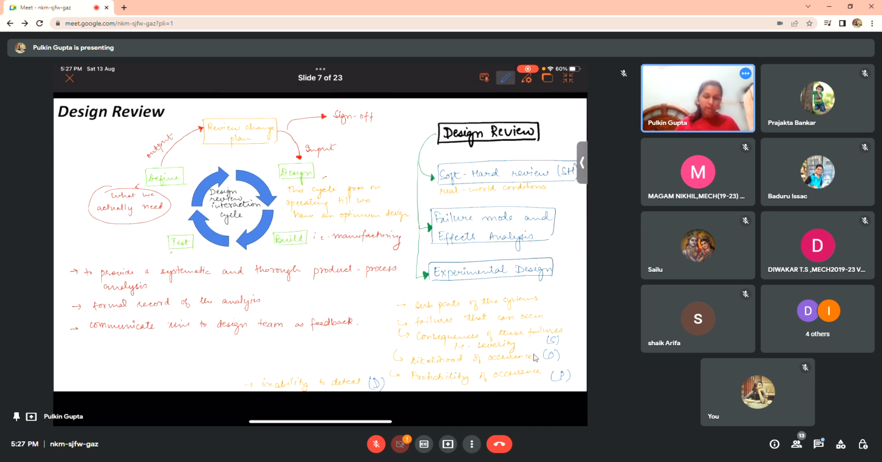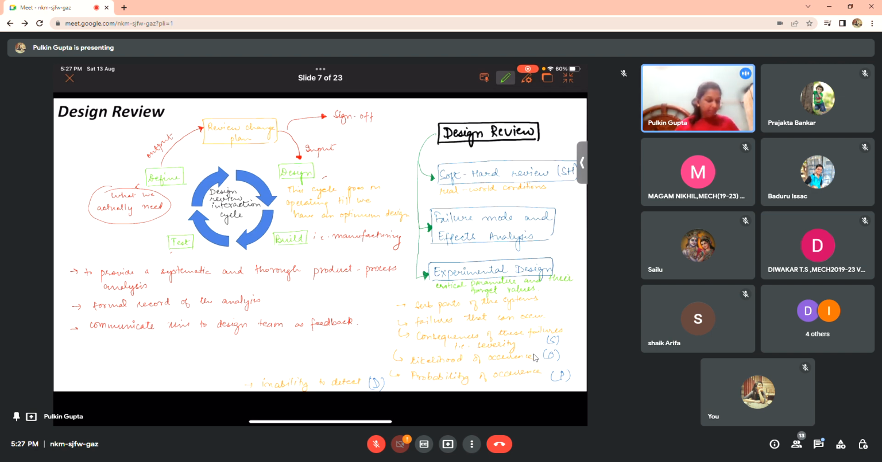Now we come to experimental design review. The objective of this is to determine those variables in a process or a product that form the critical parameters and their target values. So this gives us the critical parameters, the parameters that are important to be controlled, and their target values, that is, what values should be maintained for these parameters.